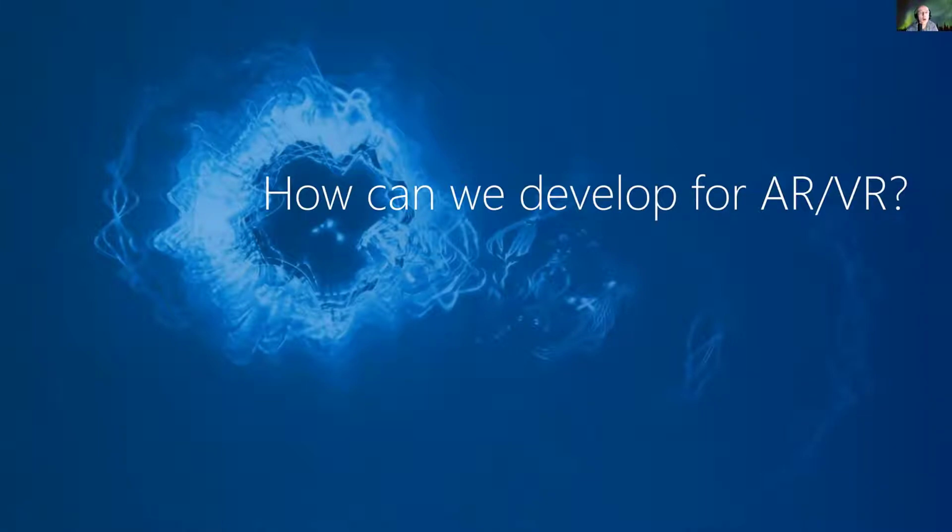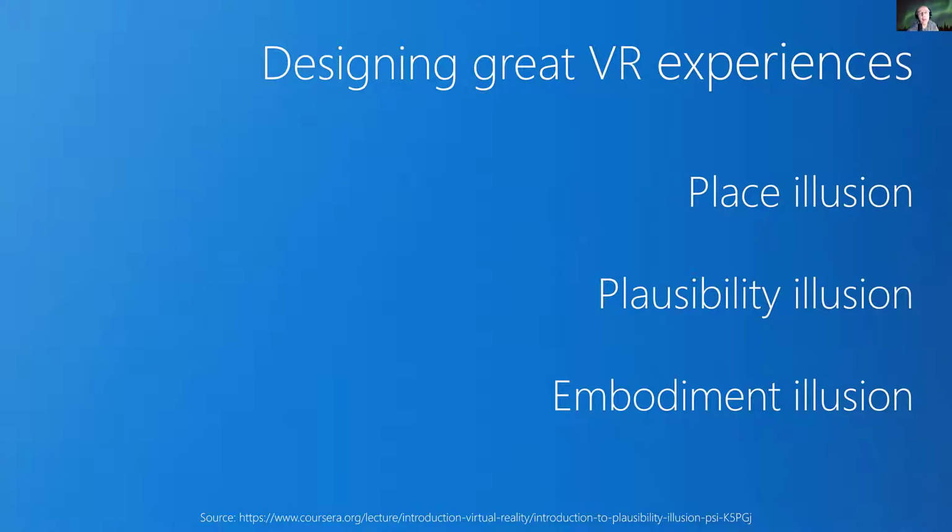How can we develop for this type of experience? We need to think about the application in a different way, because now we are no more in the 2D world, but in the 3D world. When I started looking at these 3D experiences, I was looking for a way of providing proper immersion to the user. And I found this concept of illusions that was introduced by Professor Mel Slater of the University of Barcelona. He mentioned that a great experience should include three types of illusion.